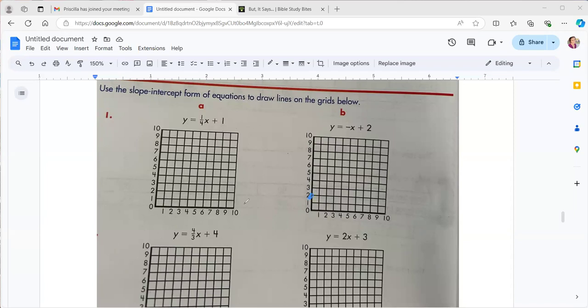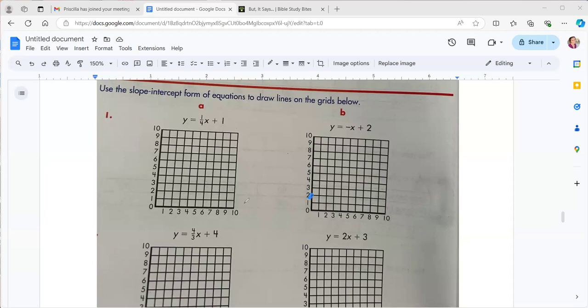Now, y equals negative x. What does that mean, negative? There's no number there. But then the number that's implied is a 1. Whenever you just have a regular x or a negative x, that means 1 or negative 1. So when the slope is negative, every time I take a step forward, I'm going down instead of up.